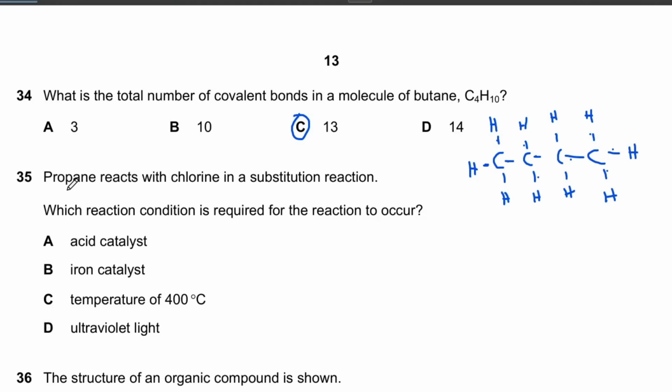Because the reaction of alkane and halogen is a photochemical reaction. That means a reaction that requires light. That light is ultraviolet light. So our answer is D. The reason why ultraviolet light is used is to provide activation energy needed for that substitution reaction to take place.